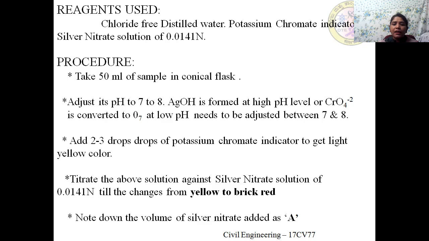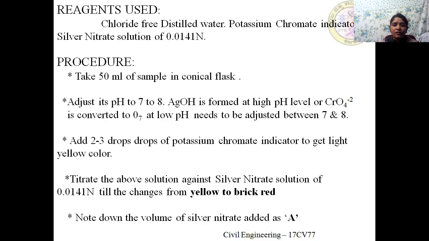Because at high pH values, silver nitrate gets converted to silver hydroxide, AgOH, and the potassium chromate indicator used, K2CrO4, the CrO4 chromate gets converted to dichromate, Cr2O7, at low pH value. Hence, the pH needs to be adjusted between 7 and 8, a slightly alkaline condition.